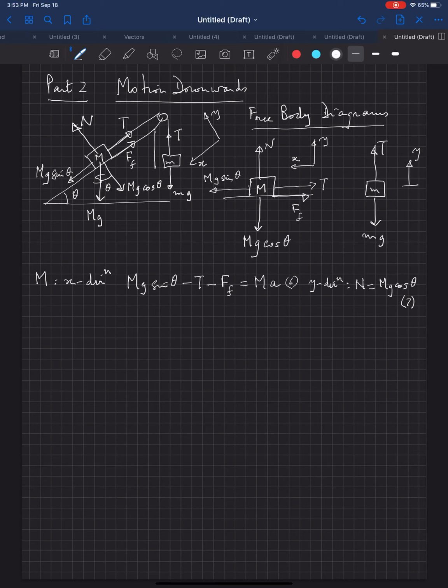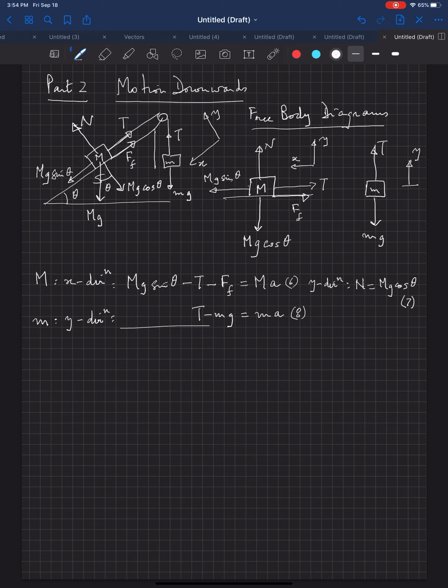Now let's talk about the equations for the small mass m, in the y direction. In the y direction you have T going up minus mg going down equals ma. That's the net force on the left side, and ma on the right hand side. And so I'll call this equation 8.